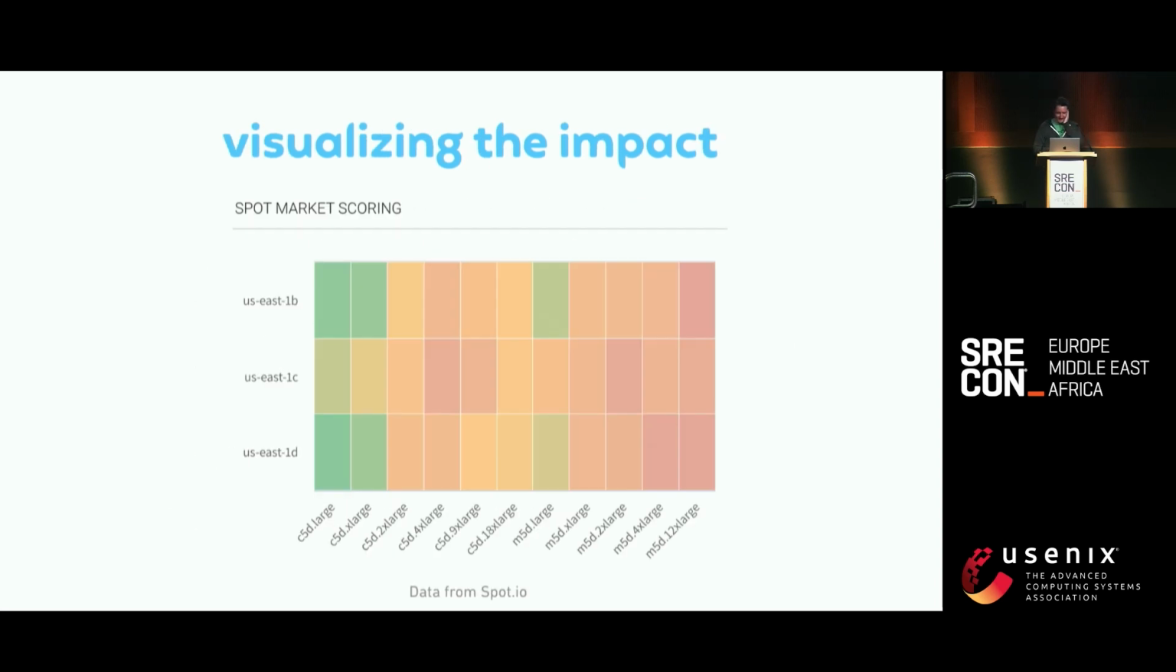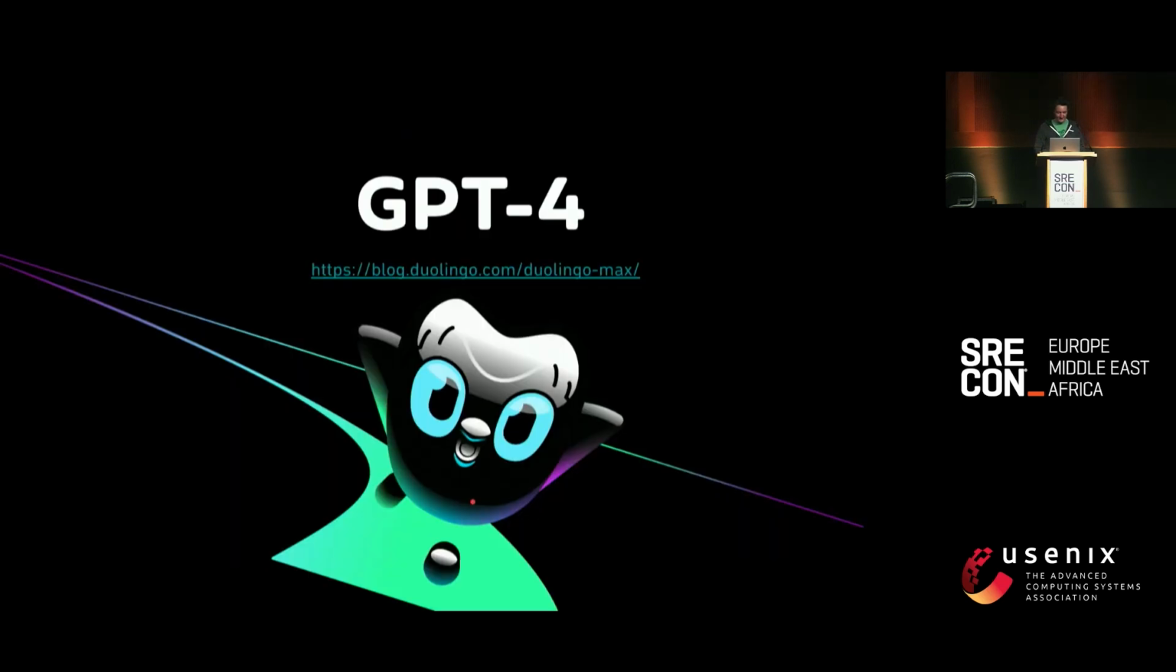So how do we visualize this? How do we get the full impact, at least per region? Spot.io actually gives us per AZ metrics here, and this is kind of useful, but we're limited to a certain set.